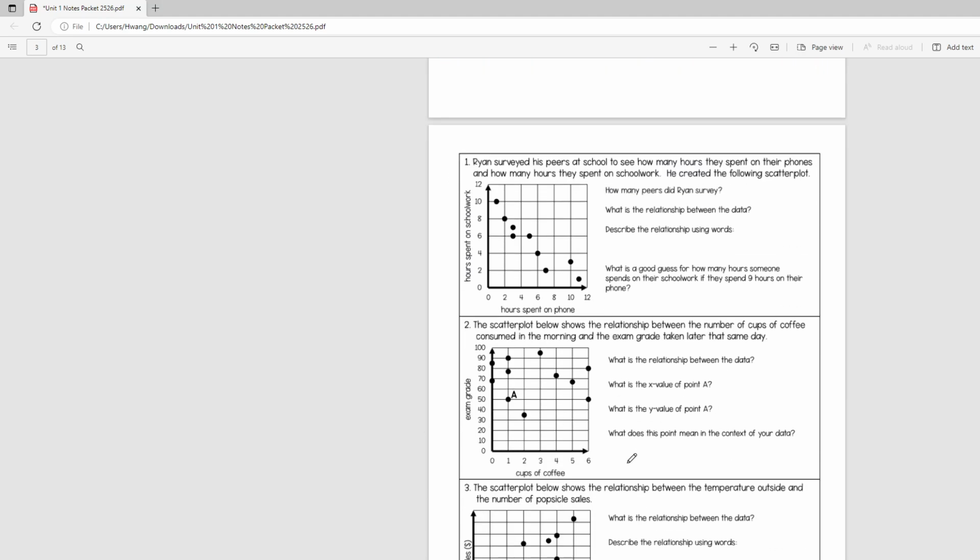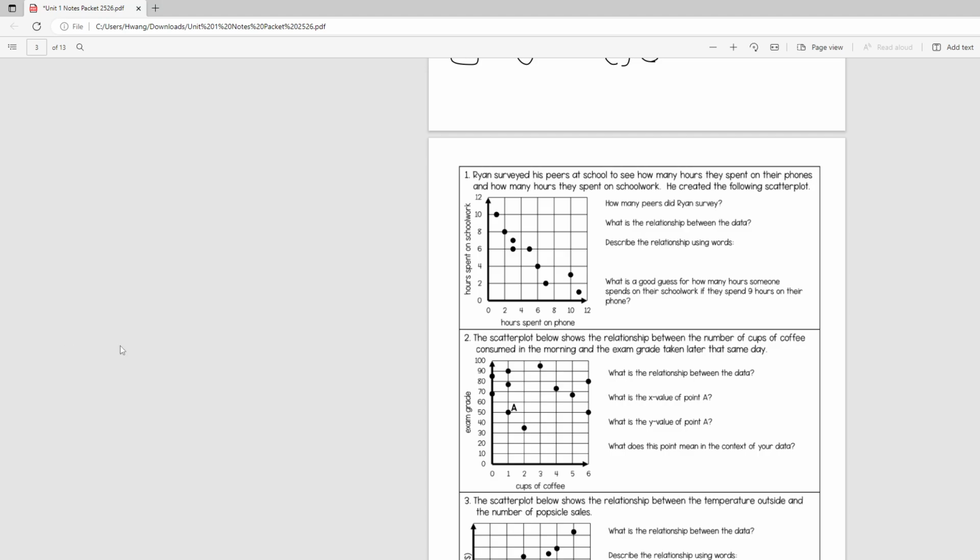Now let's move on to our last page that shows some examples of a SOL question. Reading is very important in statistics questions, so please read carefully, highlight the words as you read on. So let's read together. Question 1. Ryan surveyed his peers at school to see how many hours they spent on their phones and how many hours they spent on schoolwork. And Ryan has created the following scatter plot.